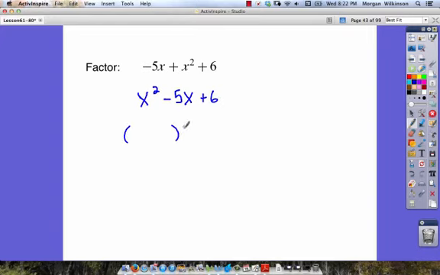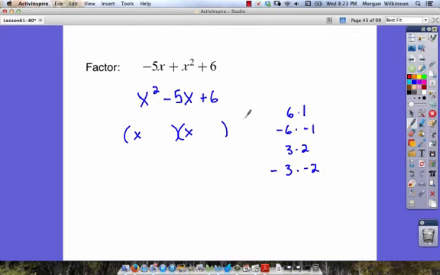So we know our binomials, when we factor, will be x and x out in front because x times x gives us x squared. We need two numbers that multiply to 6. So we could have 6 times 1, or we could have negative 6 times negative 1, because that's also positive 6. Or we could have 3 times 2, or we could have negative 3 times negative 2.